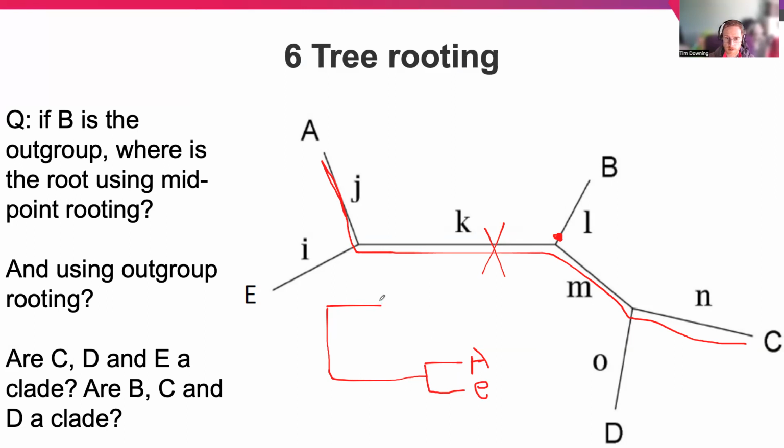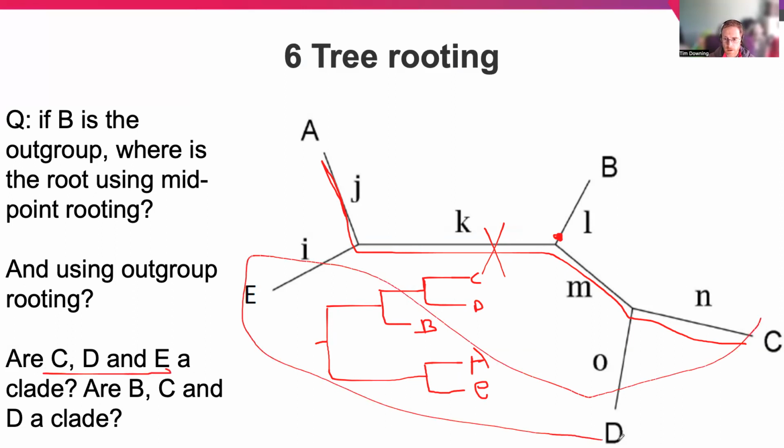So we have a split here going to B, and then another line here going to the ancestors of C and D, like that. So that's our midpoint rooted tree. We can ask then, are C, D, and E a clade? So C, D, and E over here. I'll let you think about that yourself. Are B, C, and D a clade? So B, C, D, are they a clade?